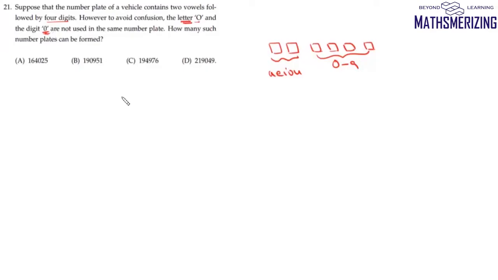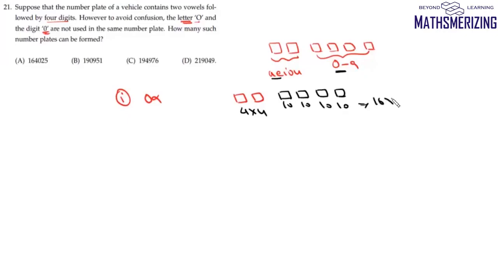So we'll consider 3 cases. Case 1, when it doesn't have any O. Now if it doesn't have any O, then for these 2 places we have 4 choices. So it will be 4 here and then 4 here, and then for the numbers we can now put any number. So for each number there will be 10 choices. So it will be 16 into 10 to the power 4. So it will be 160000.